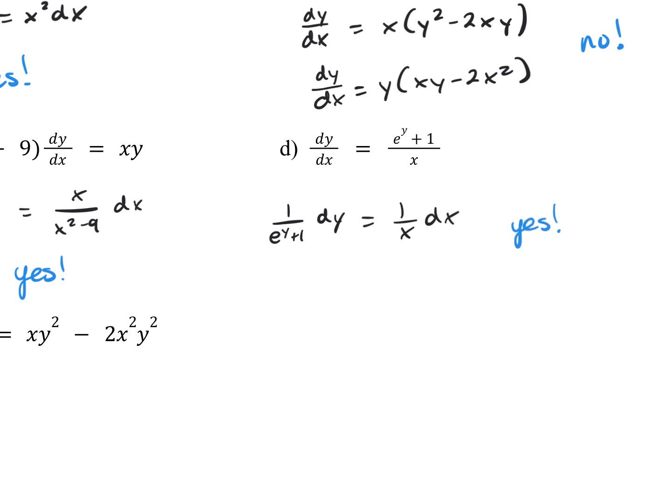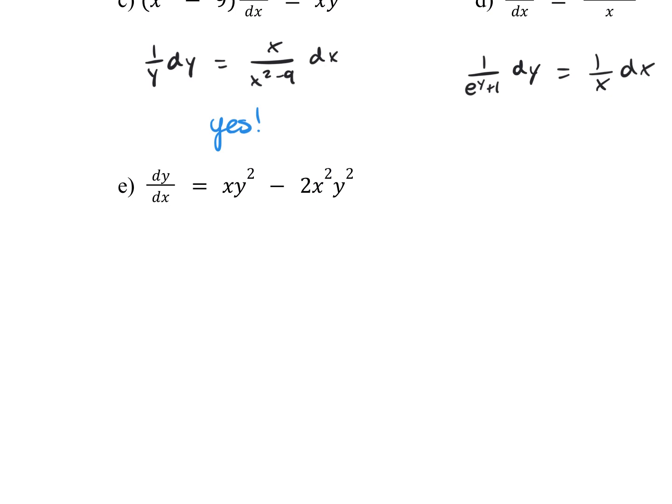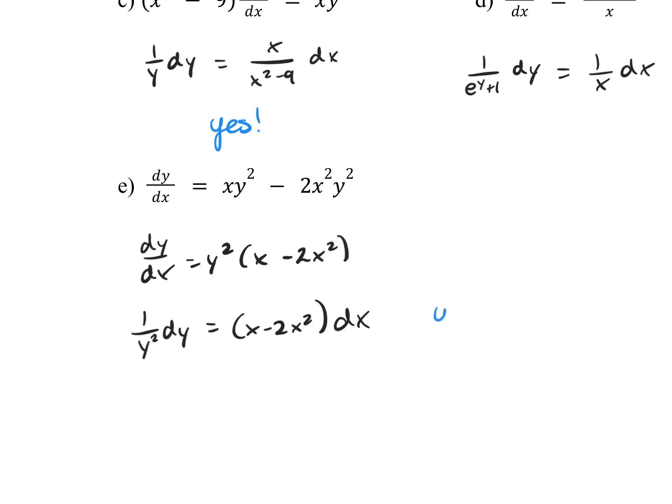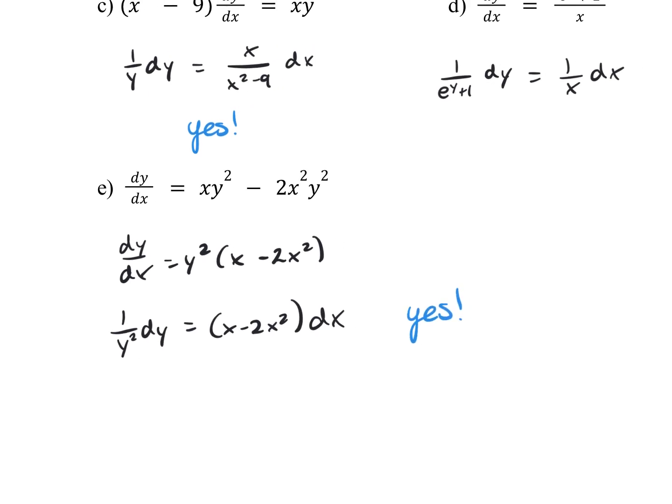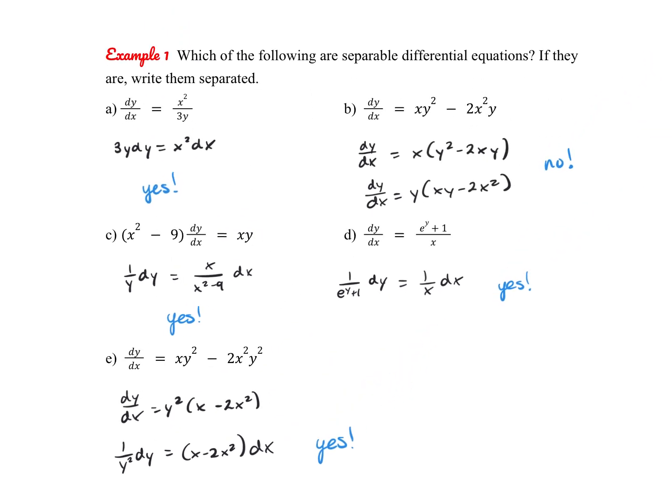And then for our last one, this kind of looks like part B, but you'll see for this one, both of these terms have y squared. So we can actually factor out y squared altogether, like this. And so this now is the product of a function of y and a function of x, and they are separate. So we can divide by y squared, so 1 over y squared dy, and then we'll keep that x minus 2x squared where it is and move the dx to the other side. So yes, this one is separable. Just because it initially doesn't look like the correct form for a separable equation doesn't mean that it's not. So in this case, you can see it's a little different than part B. You can actually separate the variables.